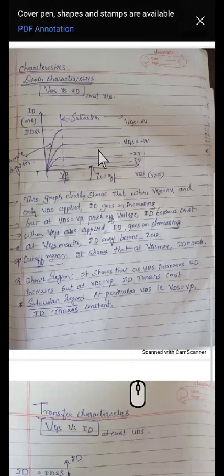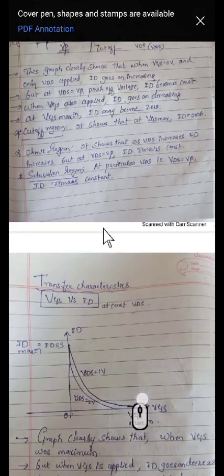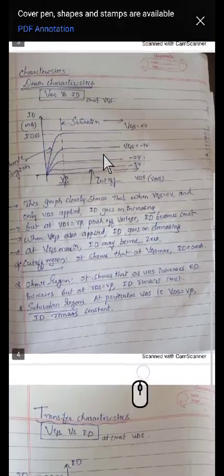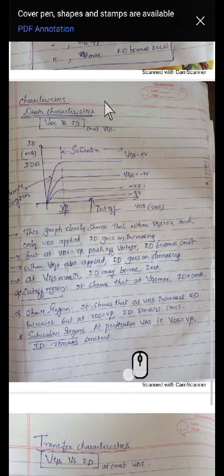Now, coming to the characteristics of this P channel JFET, there are two characteristics we have already seen for N channel JFET: drain characteristics, and the second one is transfer characteristics. First we will go for drain characteristics. Drain and transfer characteristics we are going to explain for P channel FET also. Drain characteristics is VDS versus ID at constant VGS. So this is the characteristics.